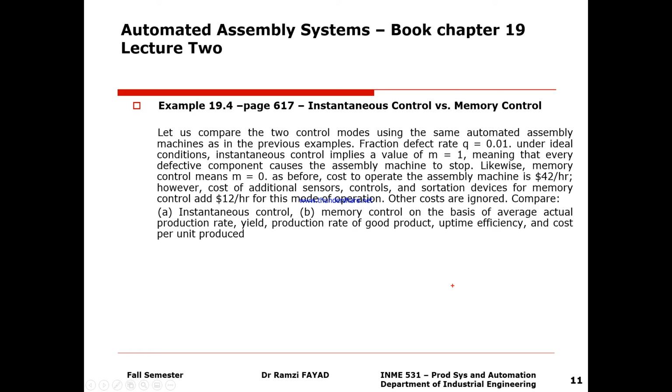Memory control, on the other hand, will have M equal to 0. So it will go through the system, does not jam it, but will be changed later on. So if we need to compare both scenarios, what will happen?